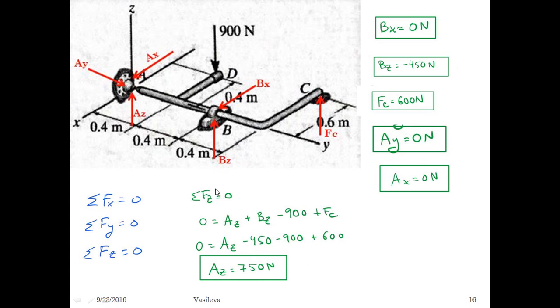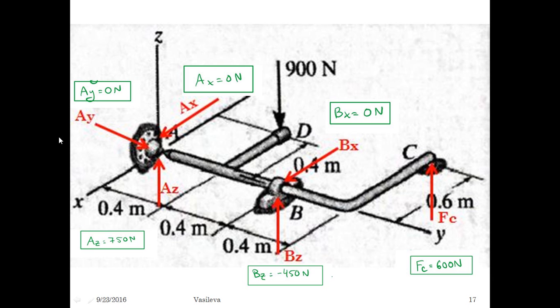And finally, we do the sum of the forces in the z direction. So we have az, bz, fc, and 900. So AZ is pointing upward, so we do AZ plus BZ, because in our original drawing it's pointing upward, minus 900, because it's pointing downward, plus FC because it's upward. So then we plug in all of the numbers for all of our knowns, and we end up with AZ equals 750 newtons. And finally, we have found all of our unknowns.